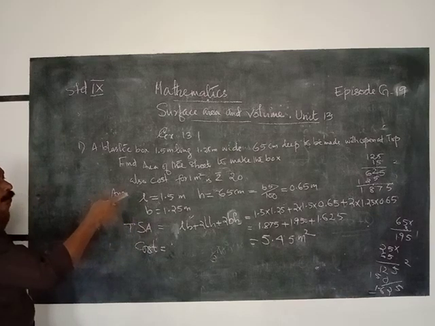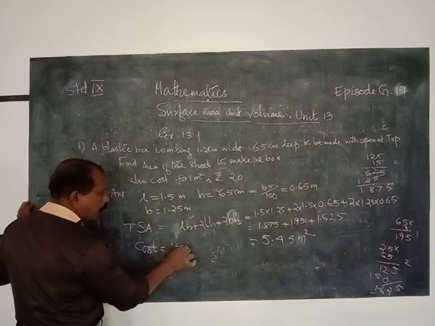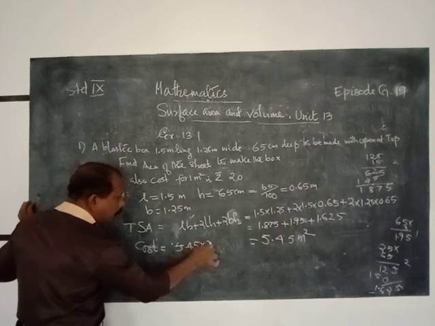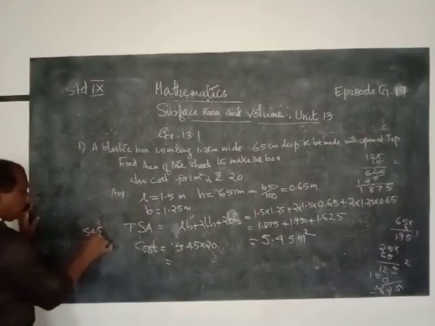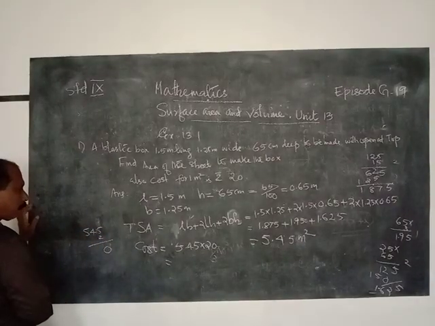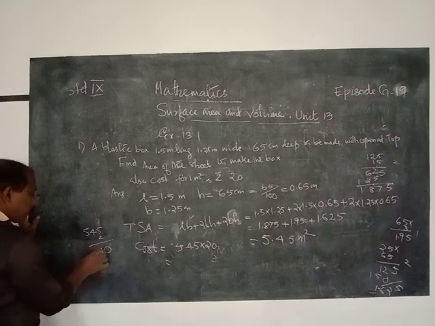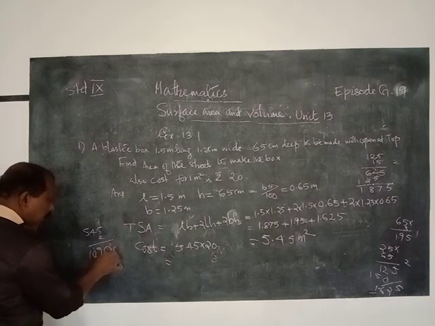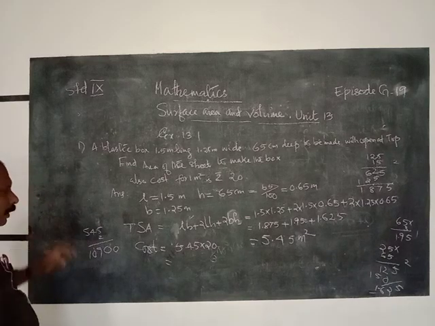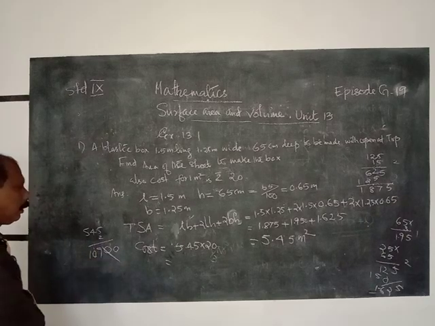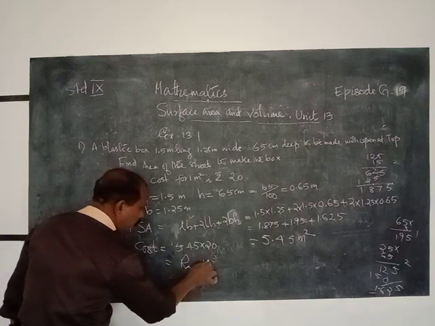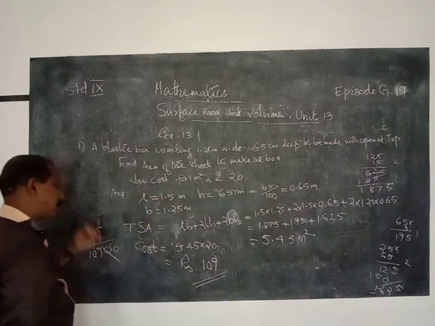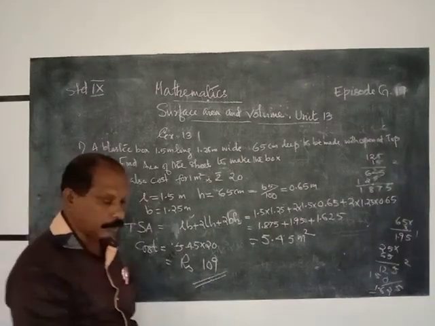Equal to how many rupees? 20 rupees for 1 meter square. That is 5.45 into 20, which is equal to 545 into 2. How many decimals? 2 decimals. Cancel. Is equal to rupees 109. That is the answer. The cost of the sheet is rupees 109.